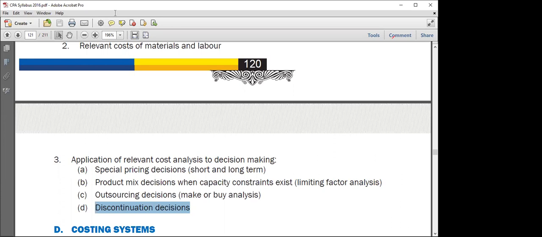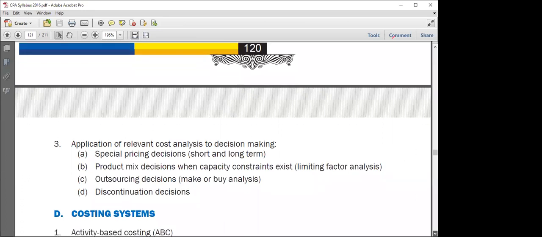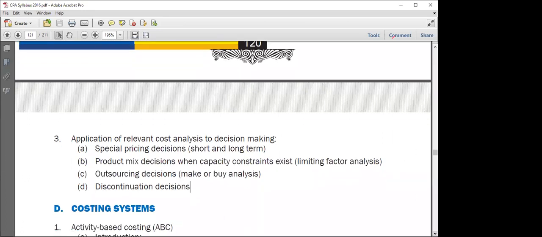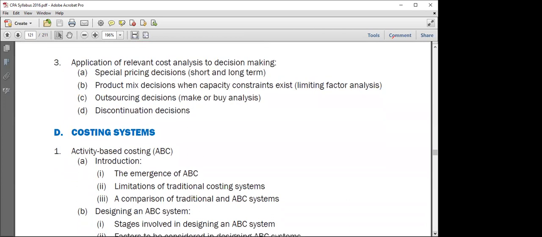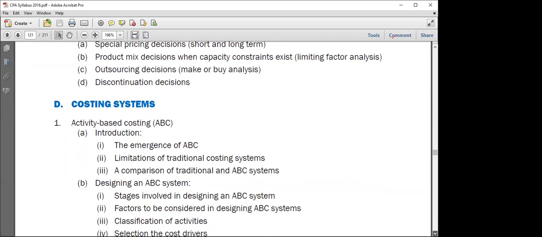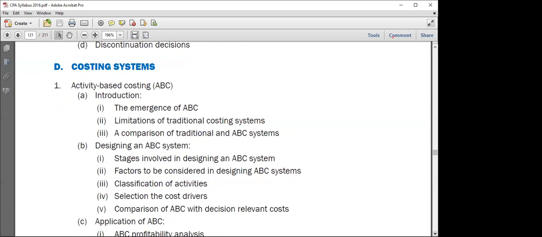It's not about just saying close that branch. It's about doing an evaluation, because that branch might be taking on some costs from the head office, that once you close it, means these costs have to be met by the existing branches. So we also look at the costing systems.